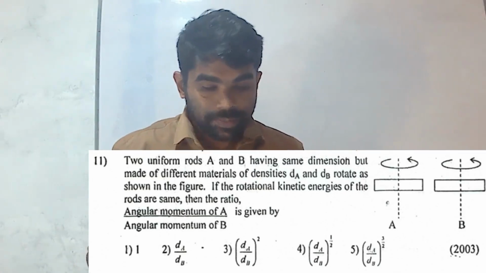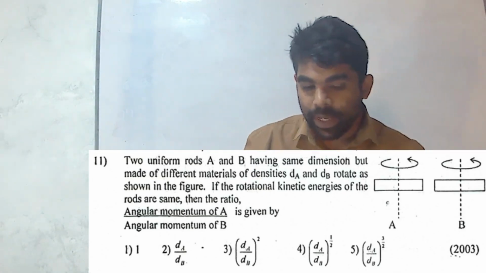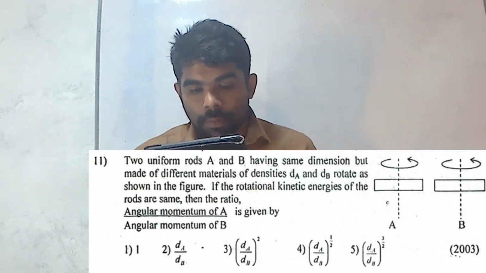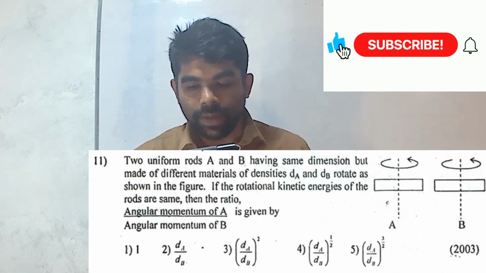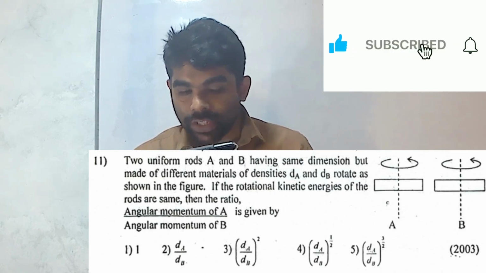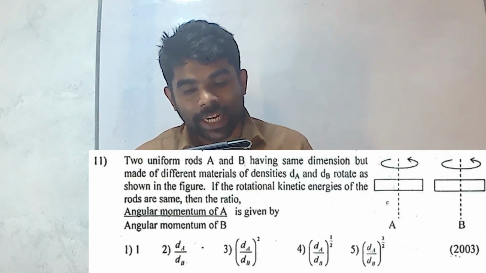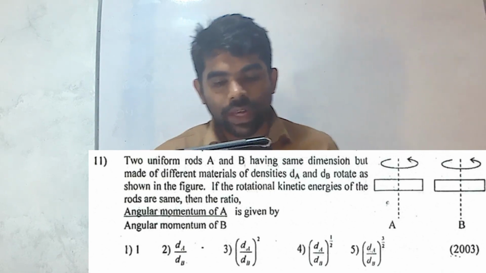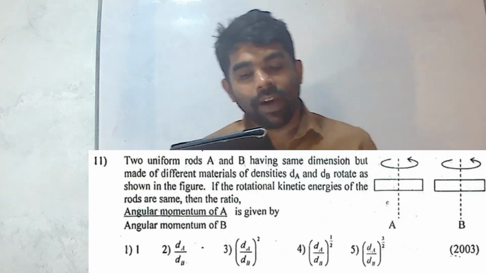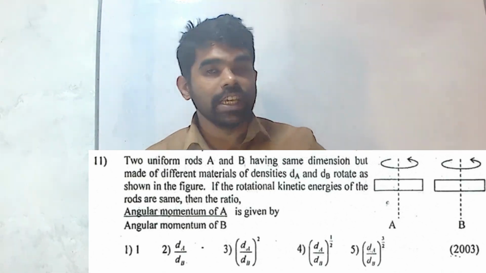Question number 11. Two uniform rods A and B, having the same dimensions but made of different materials of density dA and dB, rotate as shown in the figure. If the rotational kinetic energy of the rods is the same, the ratio of angular momentum of A divided by angular momentum of B is given by.